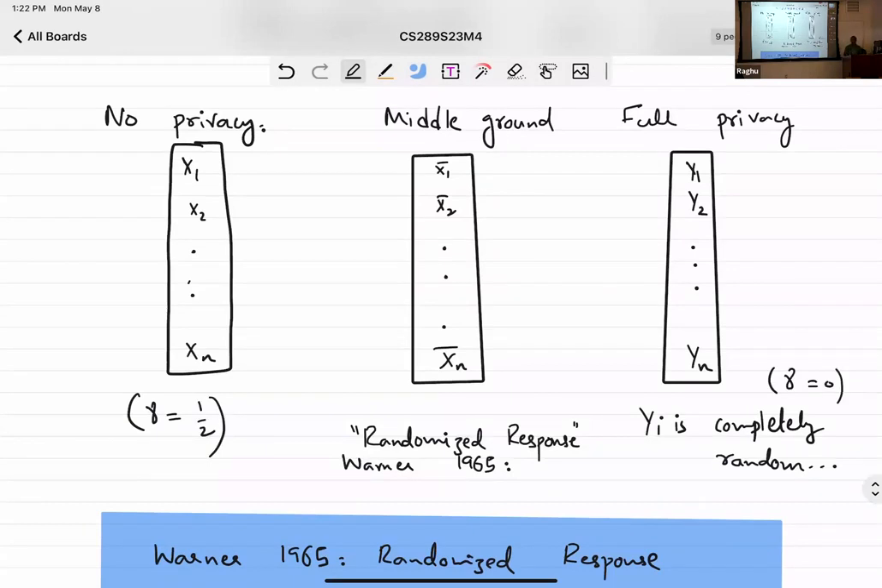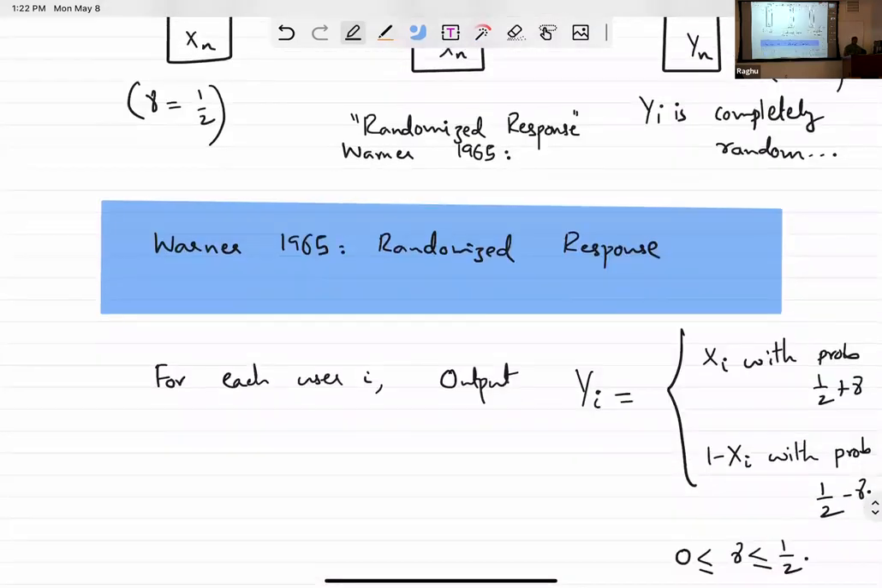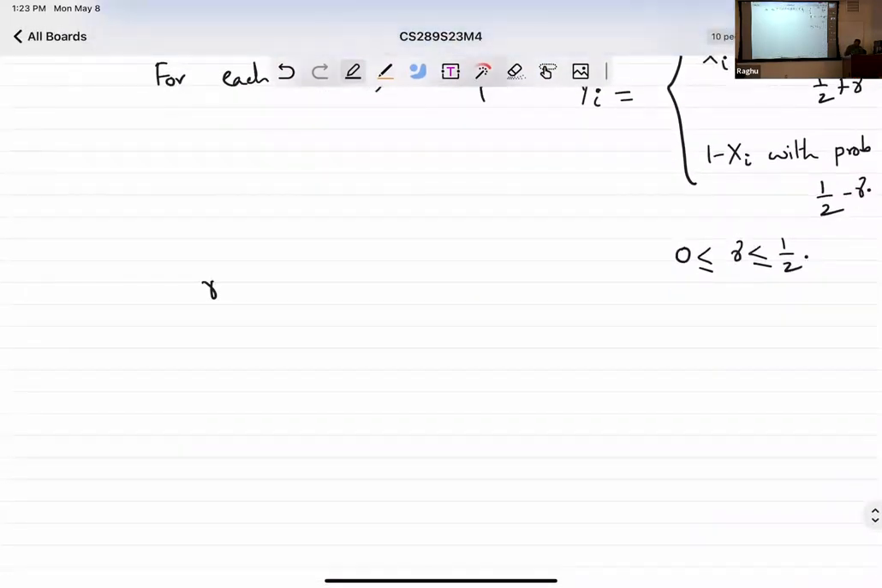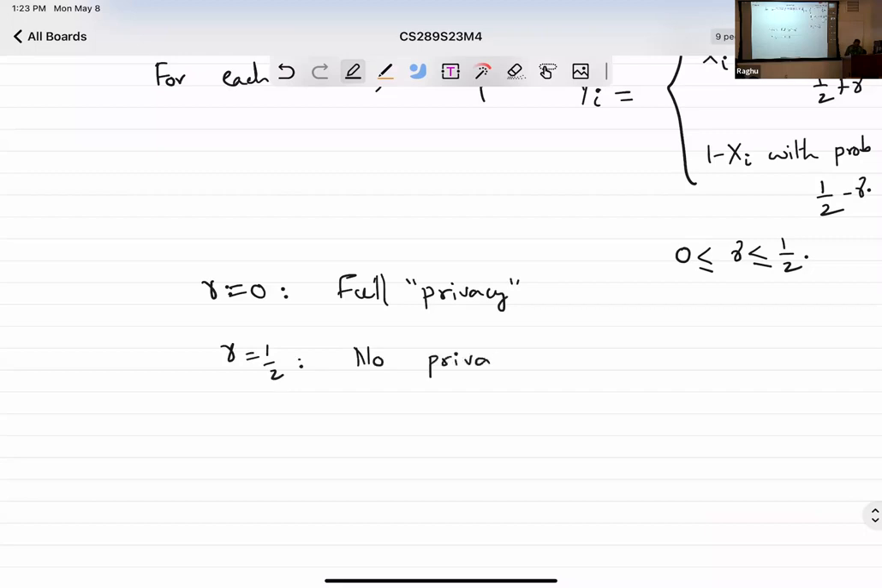That's randomized response. Randomized response, meaning you ask a true question, but then what you release is independently randomized for each person. So say gamma equals 0, full privacy, gamma equals half, no privacy.